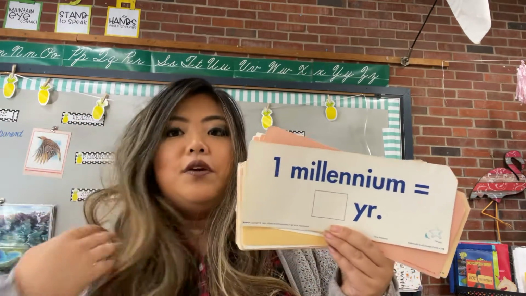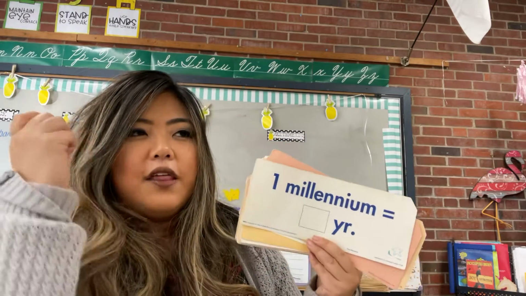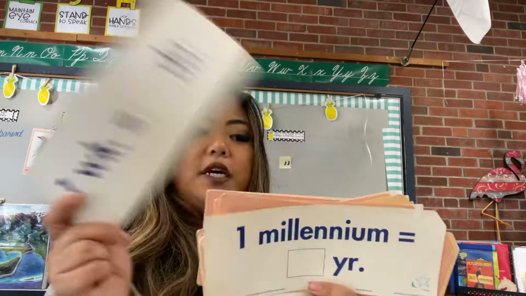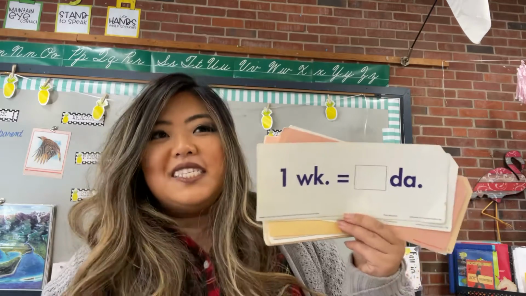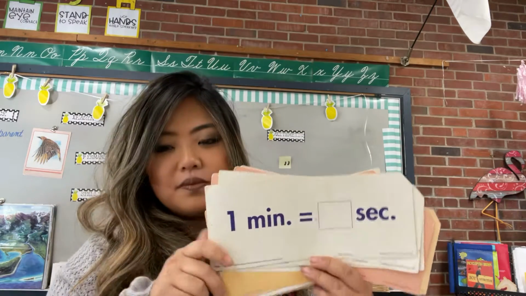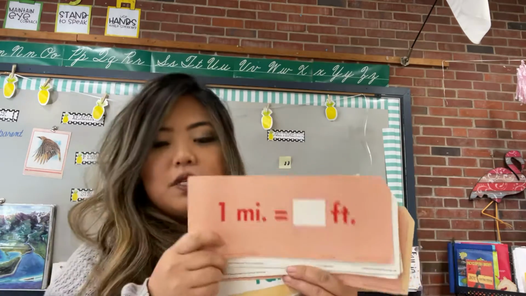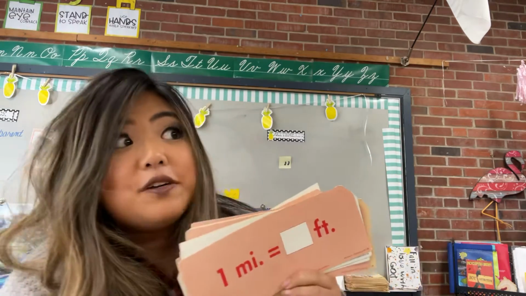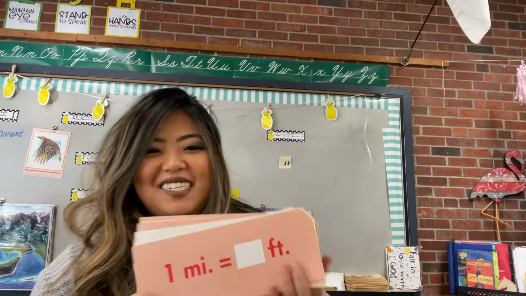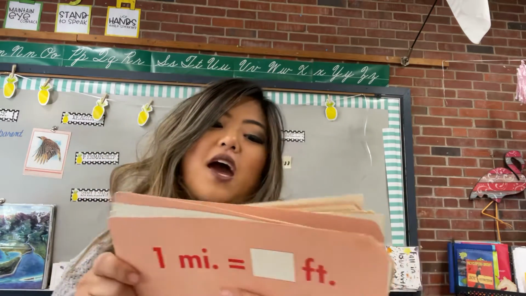Okay, milli, you see milli, immediately you should think 1,000. A millennium is 1,000 years. 1 week is 7 days. 60. I'm saying these fast because you guys should know these ones. All right, 5,280. I did it again. Did I trick you this time?